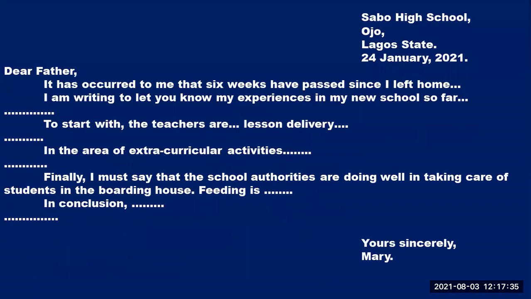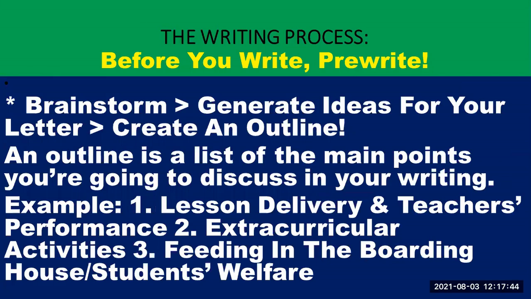Of course, the body of your letter is meant to discuss the main points you have already jotted down in your outline. So what you do here is simple. You pick point 1 in your outline if it is lesson delivery and teacher's performance. Then you discuss that in paragraph 2. Paragraph 2 is the beginning of the body of your letter. And don't forget that the body of your letter is where you discuss the main thing that the examiner has asked you to discuss. You do that very well.